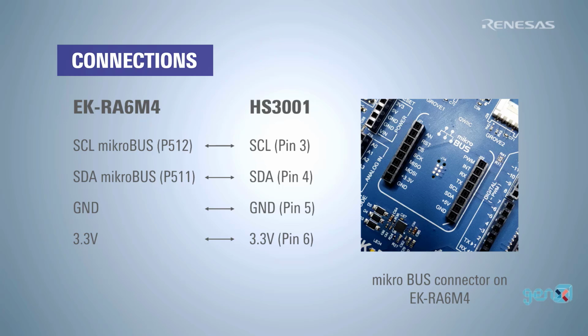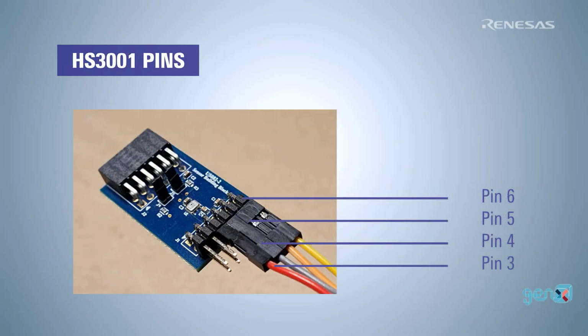The circuit for demonstration requires 4 wires, 2 for power and ground, and 2 for clock and data. The wires from the sensor can be inserted into the relevant pins of the Microbus port on the EK board. The clock pin is labeled as SCL and the data pin is labeled as SDA. On the sensor side, we are using the HS3001 humidity and temperature sensor module from Renesas. The data, clock, and power pins are located between pin 3 and pin 6.